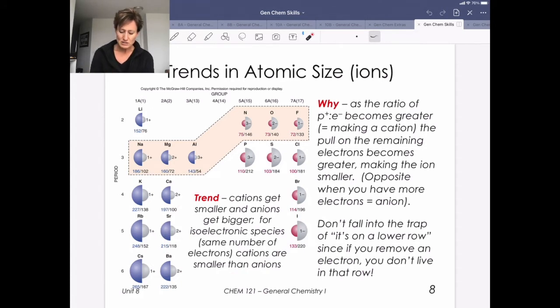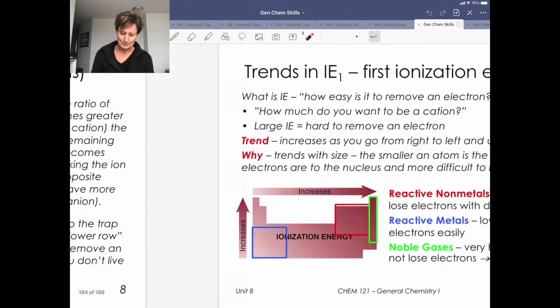To remember this, just remember it all has to do with this proton to electron ratio. Again, when we have more electrons than protons, we can kind of expand out. When we have more protons than electrons, we're going to pull in, contract in.